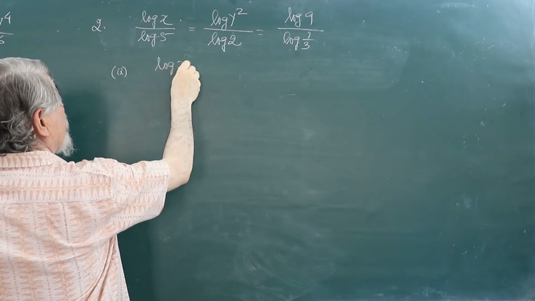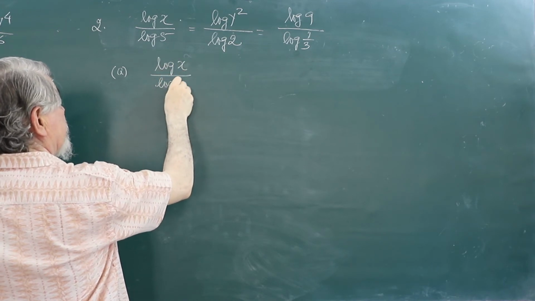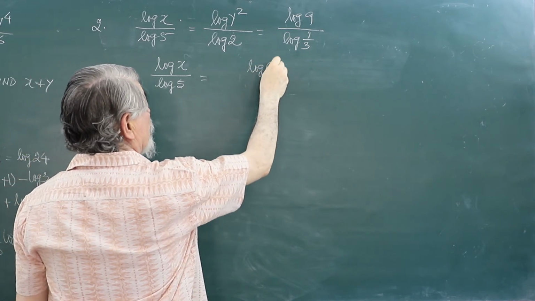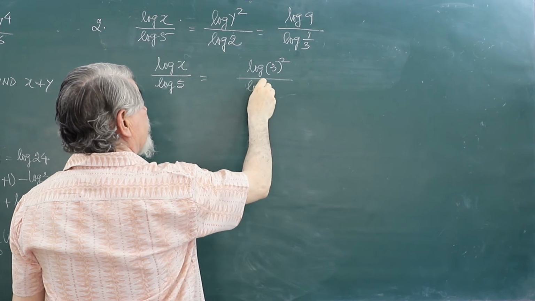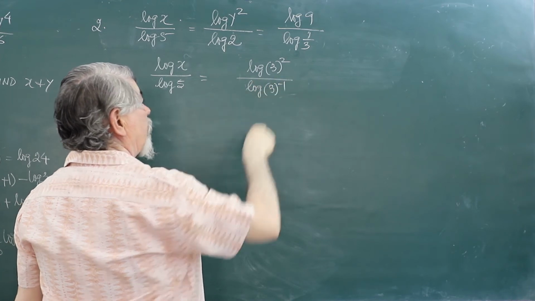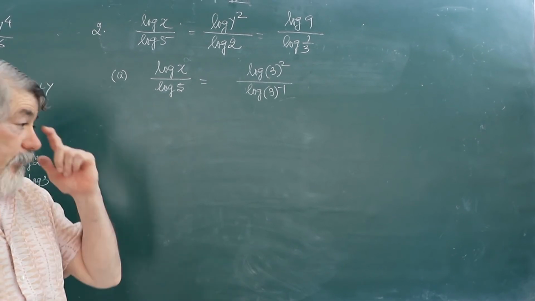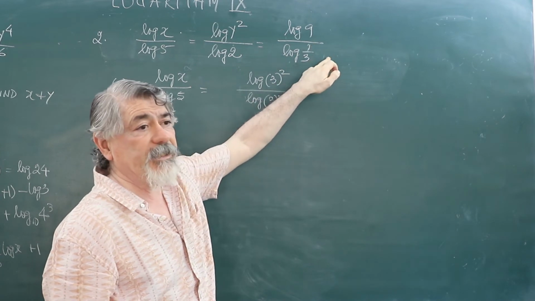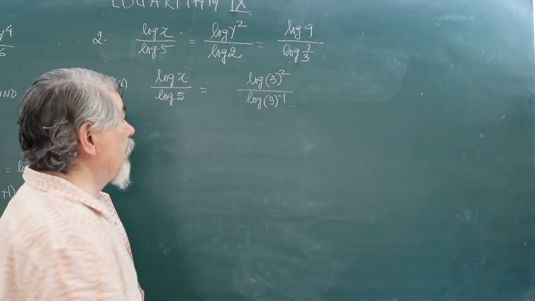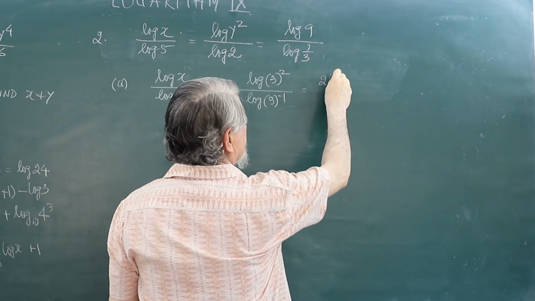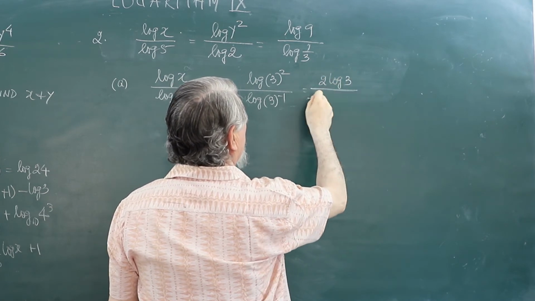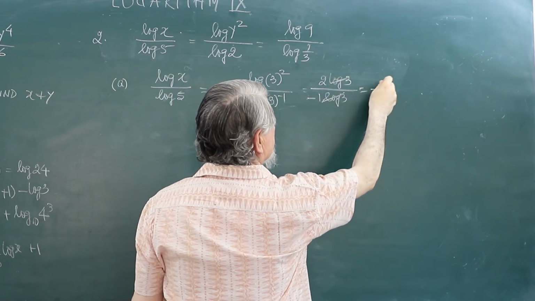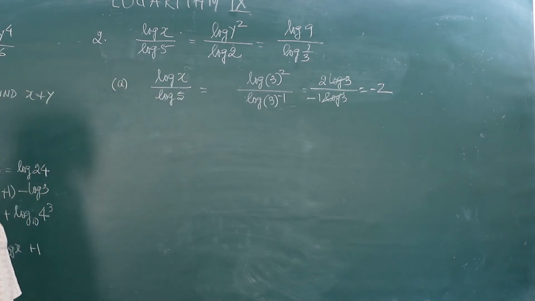Log x upon log 5 will be equal to log 9, which means log 3 to the power 2, upon log 3 to the power minus 1. Why? Because if I bring the denominator to the numerator, it is log 1 upon 3. If I want to make it 3, it will become to the power minus 1. So it will become 2 log 3 upon minus 1 log 3. So this will cancel, you will get minus 2. 2 upon minus 1 is minus 2.